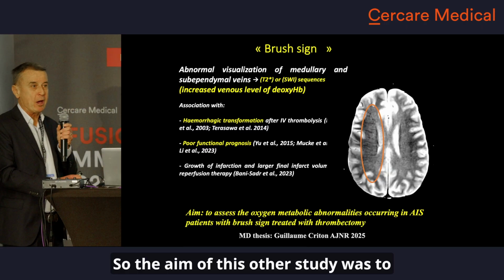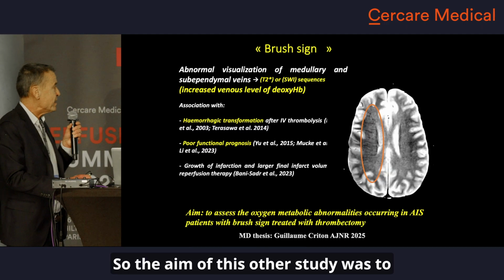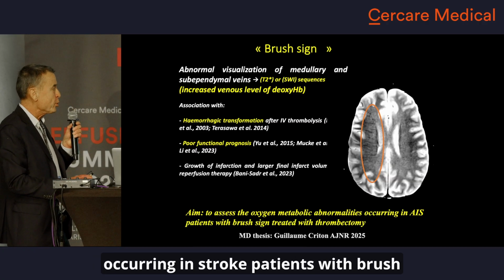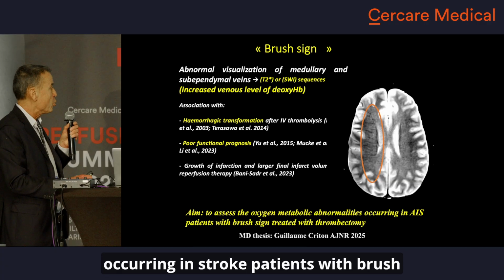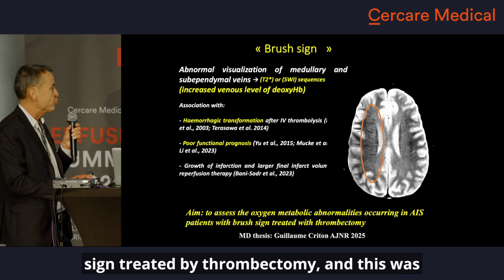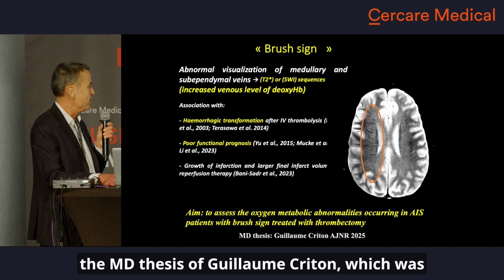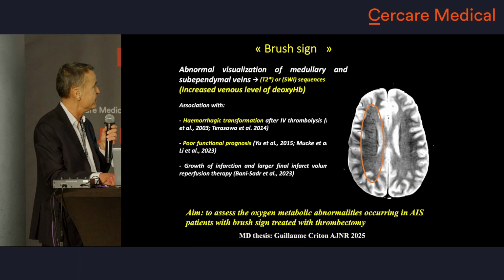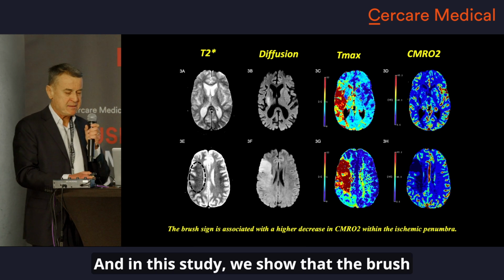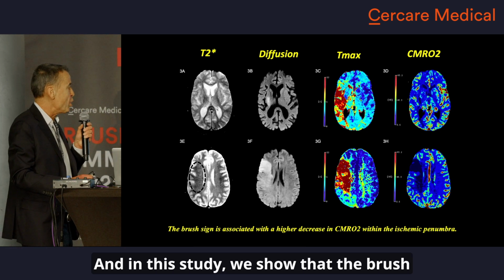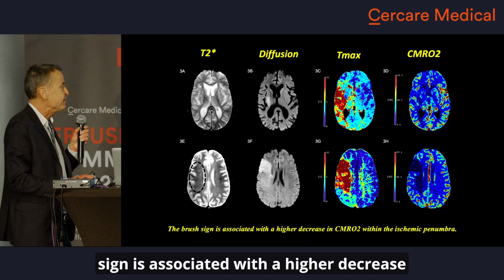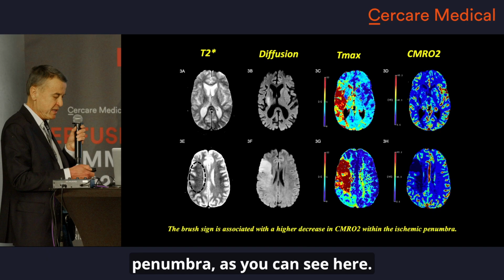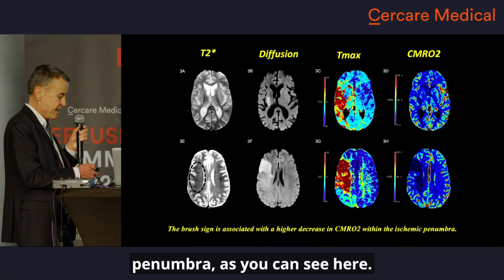So the aim of this other study was to assess the oxygen metabolic abnormality occurring in stroke patients with brush sign treated by thrombectomy, and this was the MD thesis of Guillaume Criton, which was published last year. In this study, we show that the brush sign is associated with a higher decrease in CMRO₂ within the ischemic penumbra, as you can see here.